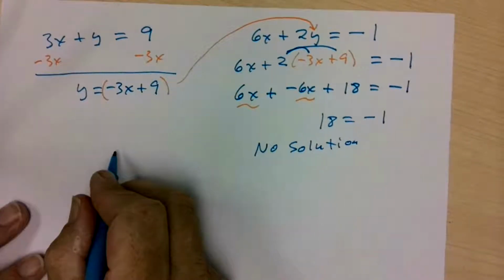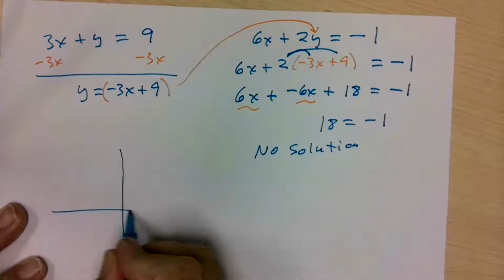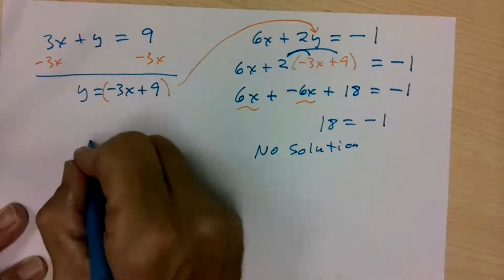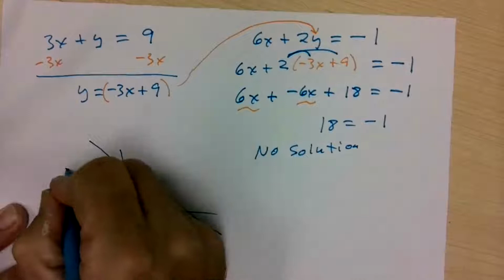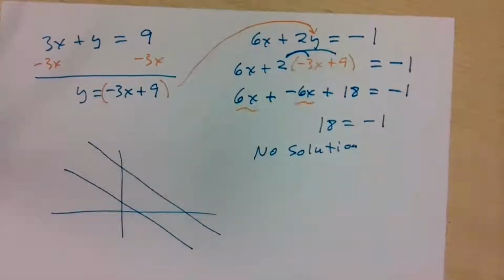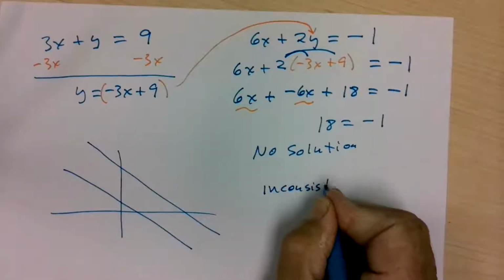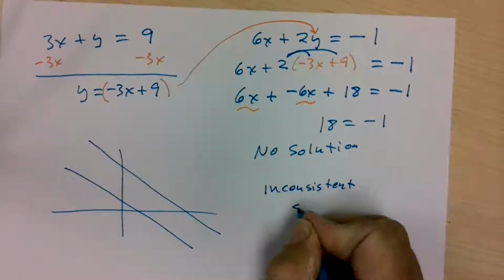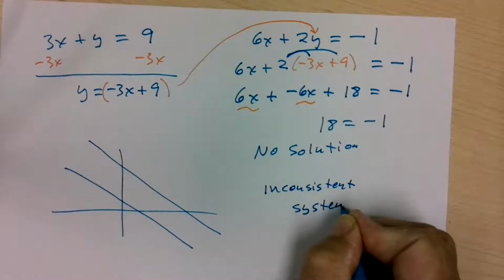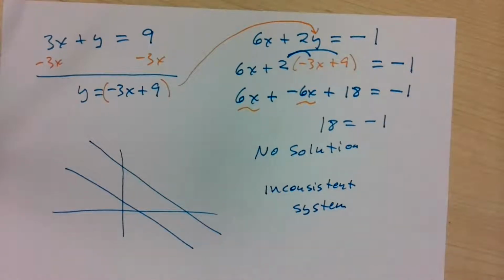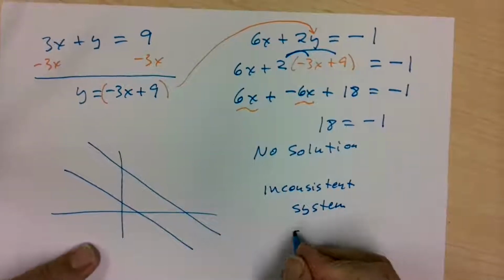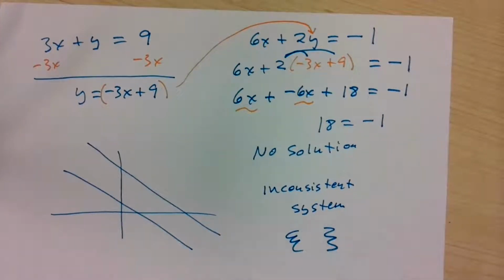What we have in essence here are two parallel lines. So one of them coming like this and one of them coming something like that. If you have two parallel lines, you are going to have what we call an inconsistent system. And in an inconsistent system, you have no solution. Sometimes we use this empty set notation to talk about a no solution case.